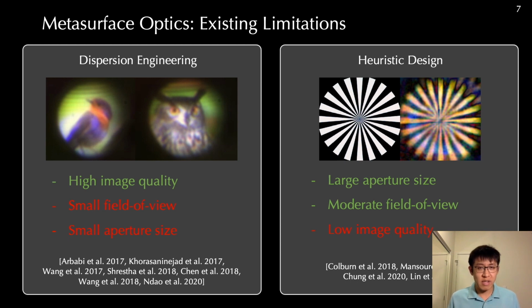So in the past, works that have been done in the metasurface literature are able to get some, but not all of the qualities needed for a good imaging device. You can get high image quality with dispersion engineering, but you don't want to sacrifice aperture size and limit your field of view if you really want to make a practical imaging system.